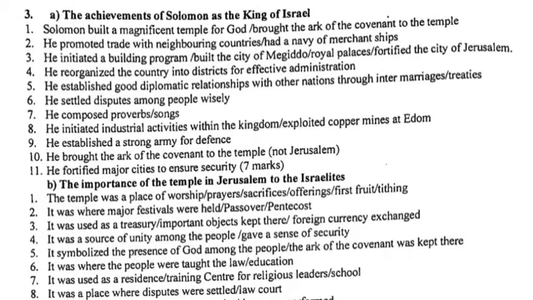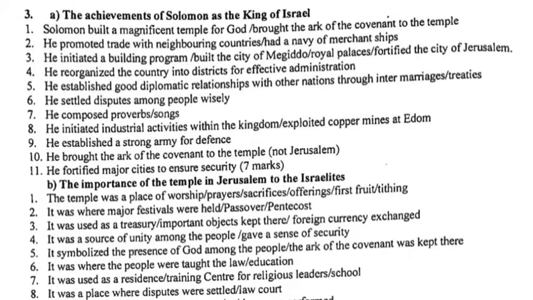He initiated building program, that is, he built the city of Megiddo. He also built royal palaces, and he fortified the city of Jerusalem. He reorganized the country into districts for effective administration. He established good diplomatic relations with other nations through intermarriages.